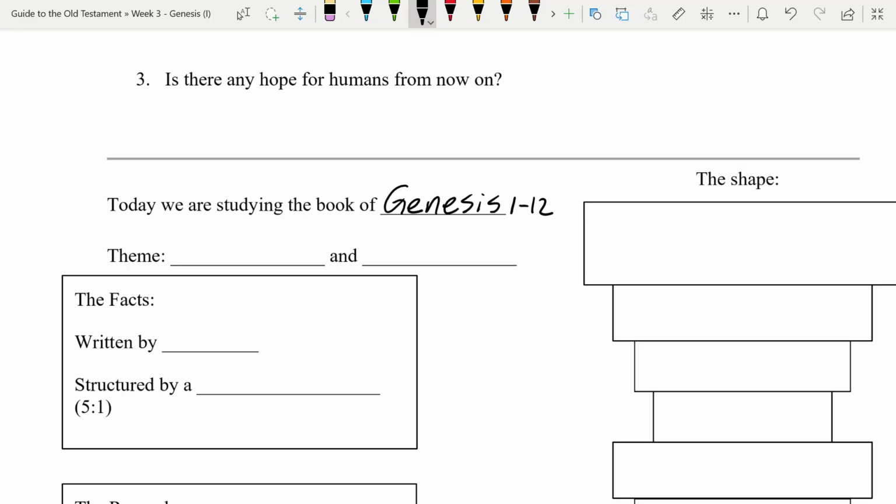And hopefully you remember from our slideshow, our theme for this book is creation and covenant. So creation referring to that first part of the book where God creates the world and the fall and everything that comes after that. And covenant referring to the covenant with Abraham that really drives the second half of this book.